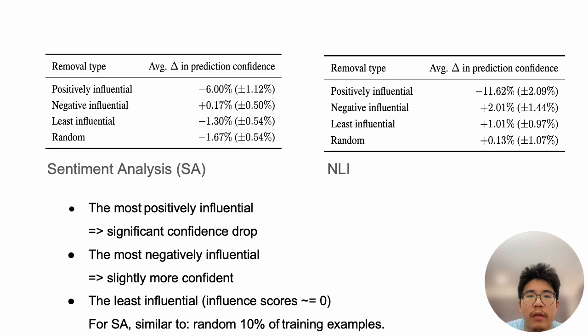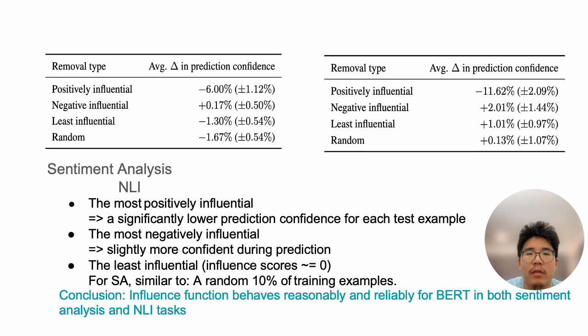From the results, they observe that if we remove the most positively influential samples from the training set, there is a significant drop in the model's confidence for the prediction. If we remove the most negatively influential samples, the model will be slightly more confident in the prediction. If we remove the least influential samples, with influence scores near 0, for the sentiment analysis task, it is similar to removing a random 10% of the training examples. The key conclusion here is that the influence function behaves reasonably and reliably for the BERT model in both the sentiment analysis task and the NLI task.